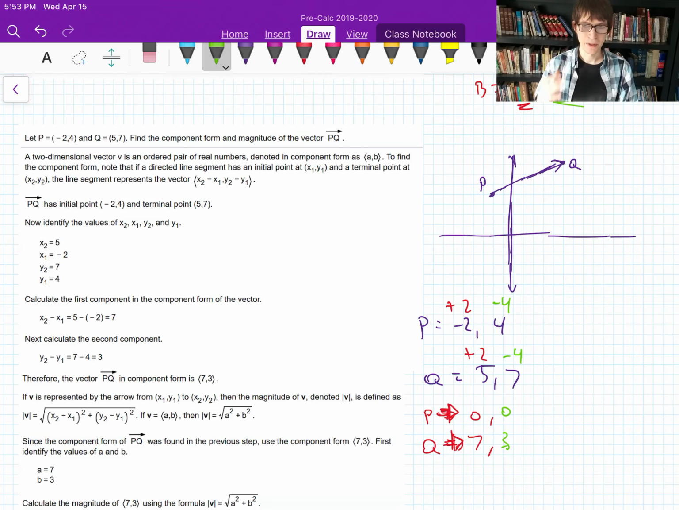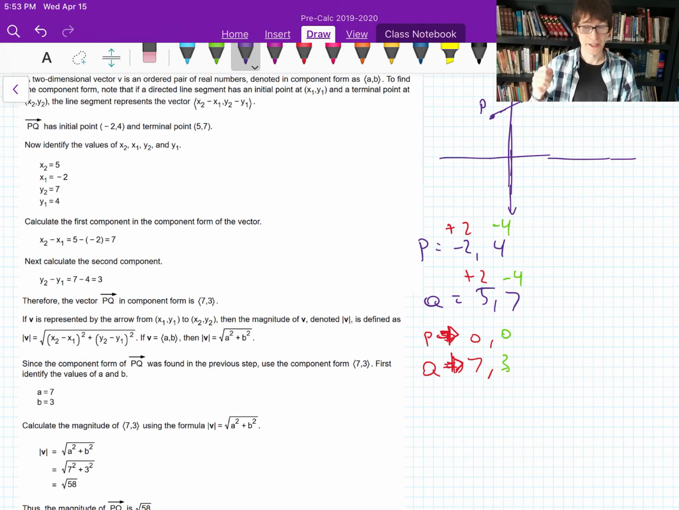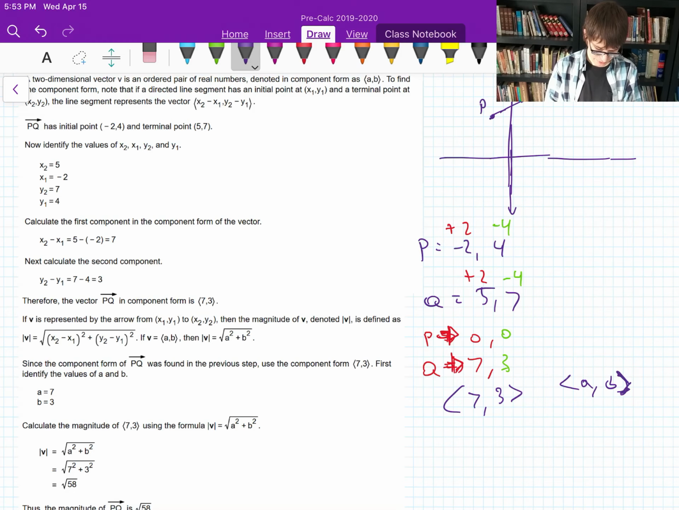I know that the component vector is just that second value with greater than and less than signs, assuming that our P is at 0, 0. Basically, here's all it means. The answer is <7, 3>. And that's our answer. So that would be the component form of PQ. They're going to ask A, B. They'll say <a, b>, and we'll say a equals 7, b equals 3, but it's the same thing, so it's <7, 3>. That's what's going on there.